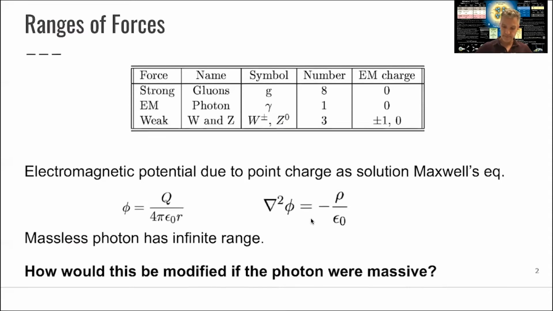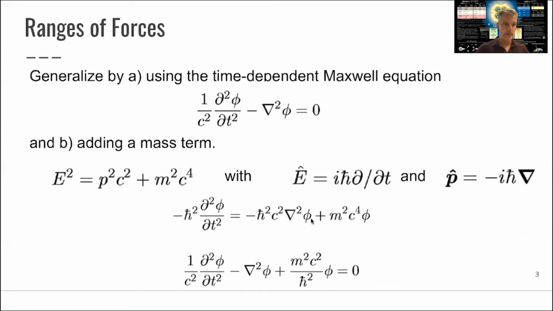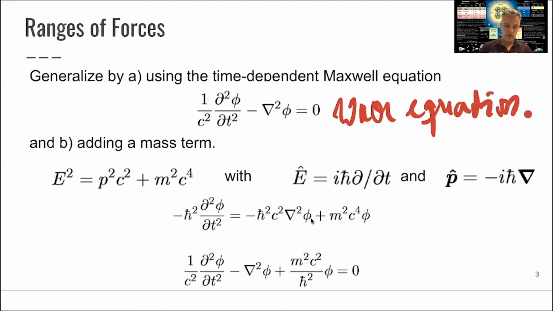So to do this, we have to generalize this a little bit. First of all, we have to look at the time-dependent equation or the wave equation. We have also seen this before. And then we add a mass term. So we are using here an equation which has to be fulfilled by all particles. It's a relation between energy, momentum, and mass. We have discussed this in the context of special relativity before.